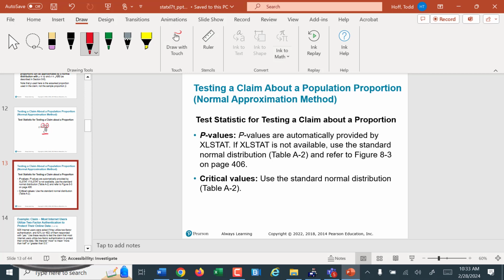So for the normal approximation method, you could use XLStat, but like I said, my computer can't download XLStat because it's locked down by the school. You might be able to do it on yours. We will show you how to do it by hand and then how to use StatCrunch for it as well. We will also look at where you find the standard normal tables.